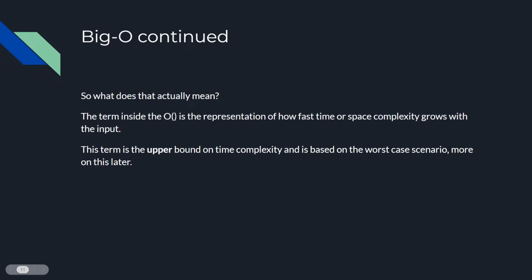Right. And as we've stated before, the term inside of the parentheses approximately represents how fast complexity grows with input size once n gets large. This term is based on the worst case scenario, which we'll discuss later in the next slide.